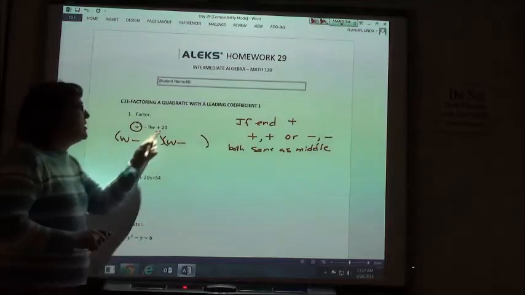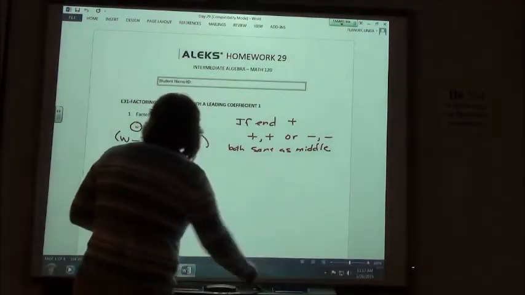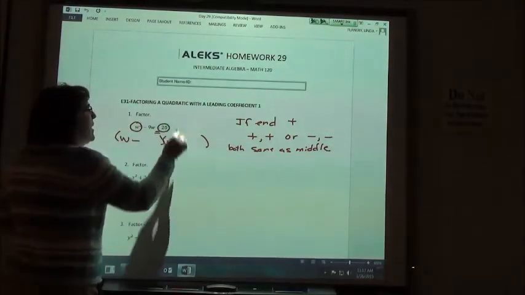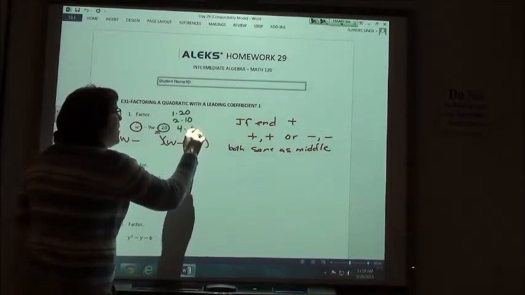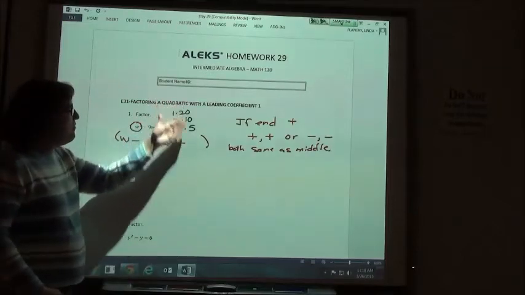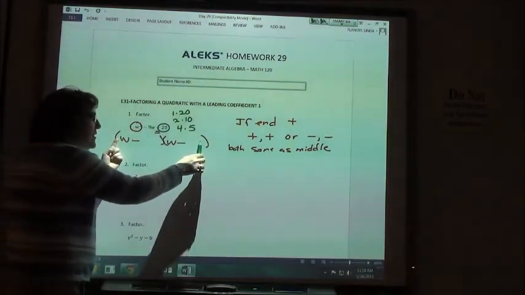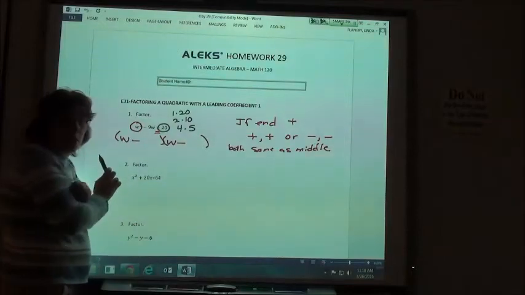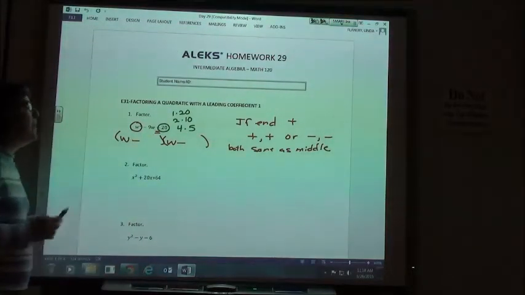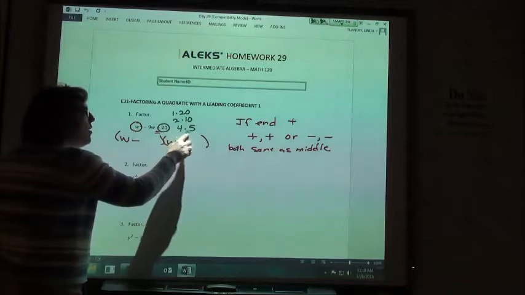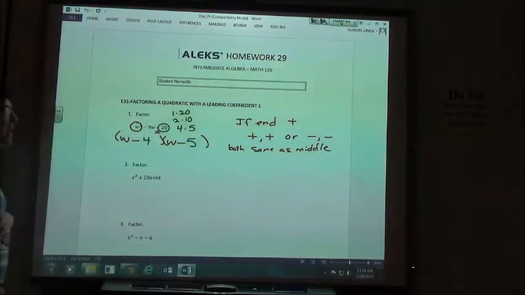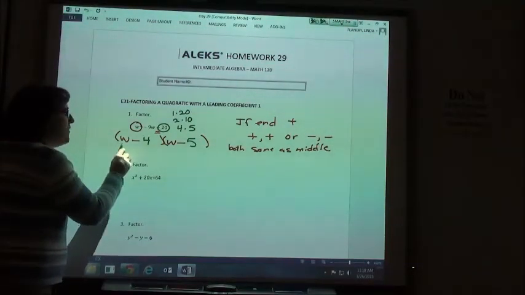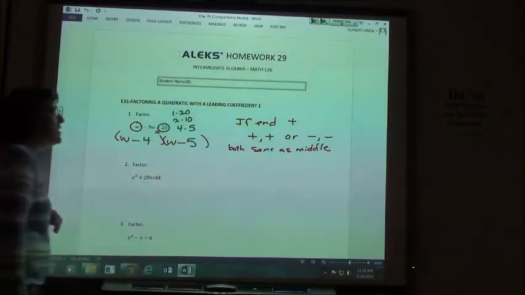Then what I'm going to do is factor the end number. My factors of 20 are 1 and 20, 2 and 10, 4 and 5. I want the pair of factors that when I do the outside plus the inside, in other words, when I add them together, I get this middle number. Well, in this case, 4 and 5 add up to 9. A minus 4 and a minus 5 would add up to minus 9. So my answer here is that I have W minus 4 times W minus 5.